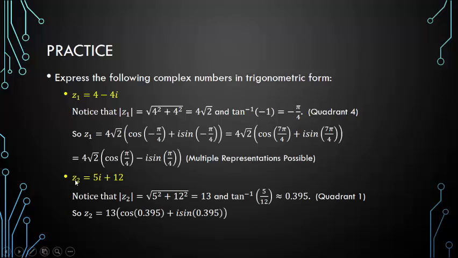Okay, for a different one, z2 is equal to 5i plus 12. Two things you need to find to write it in trig form or polar form. Find the modulus. Simply use the Pythagorean theorem. That's a Pythagorean triple: 5, 12, 13.